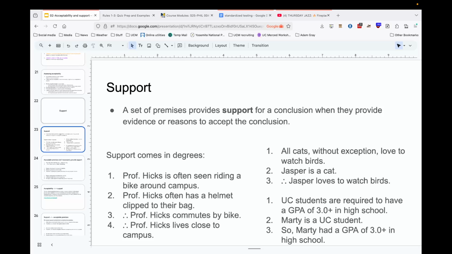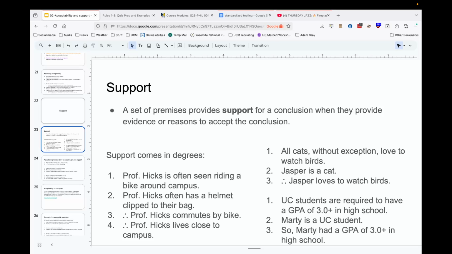Professor Hicks is often seen riding a bike around campus. Premise 2, Professor Hicks often has a helmet clipped to their bag. I forgot I was going to leave it clipped to my bag today. It's sitting in my office in Cobb 1. But I do often have a helmet clipped to my bag. If you've taken other classes with me, you have probably seen my helmet clipped to my bag.